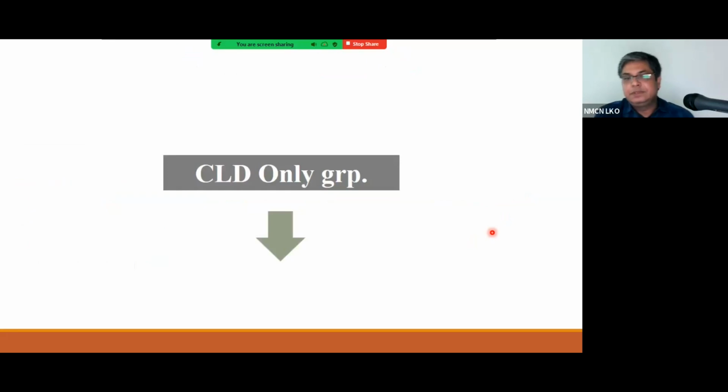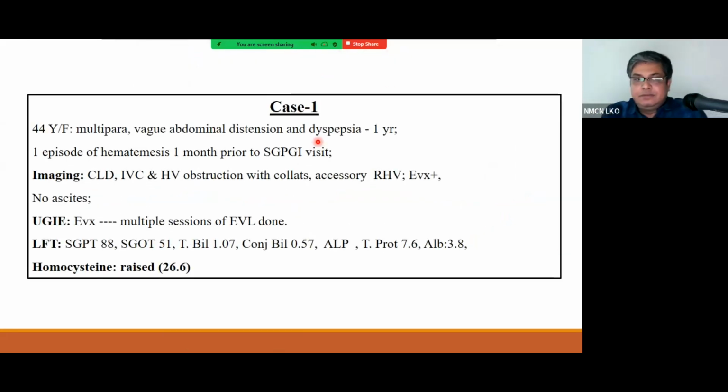So coming to the first group, the CLD only group. Case 1: a 44-year-old female, multipara, with vague abdominal distension and dyspepsia for 1 year, and 1 episode of hematemesis 1 month prior to SGPGI visit. On imaging, the patient had features of CLD with obstruction of hepatic veins and IVC. An accessory RHV was present and esophageal varices were noted. However, there was no ascites. On upper GI endoscopy, large esophageal varices were noted, for which multiple sessions of EVL were done. LFT was only marginally deranged. Homocysteine was raised, at 26.6.